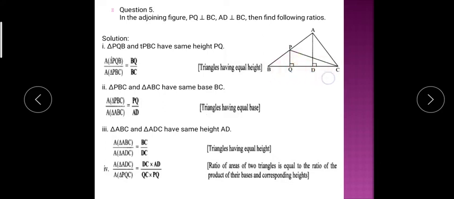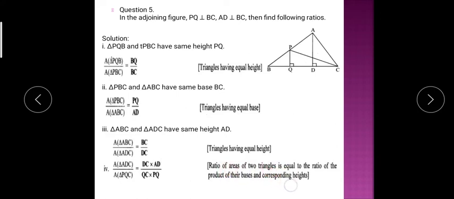When the height is equal, their ratio is equal to their corresponding bases, and therefore the ratio of areas of the two triangles is equal to BQ upon BC. Similarly, you have to find out for PBC and ABC. Here BC is the same base, and therefore the ratio of areas of these two triangles is equal to PQ upon AD, that is their corresponding heights. Now the triangles ABC and ADC have equal height, therefore it is BC upon DC, their corresponding bases.